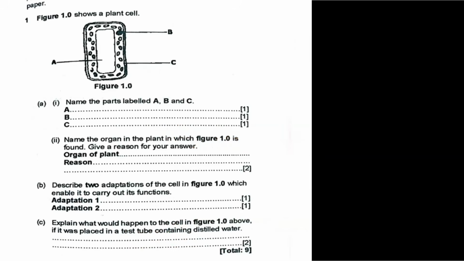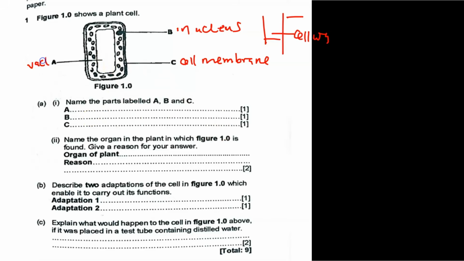All right. Then what about this one? Just a repetition of what we've looked at. Figure 1.0 shows the plant cell. Name the part labeled A, B, C. This one is the nucleus. As you can see, it's the dark part here. This one, in the middle, is the cell membrane. In terms of the diagram, it can be the cell wall if it's in the space here. But if it's extending up to the cell membrane, then the outer part is still the cell wall. Then this one is called the vacuole.